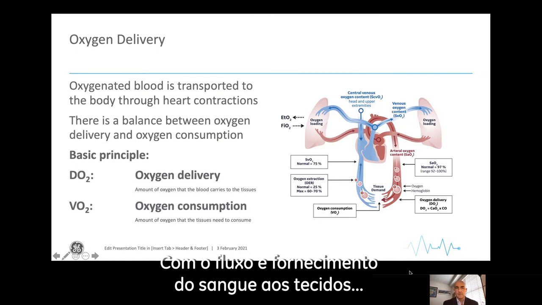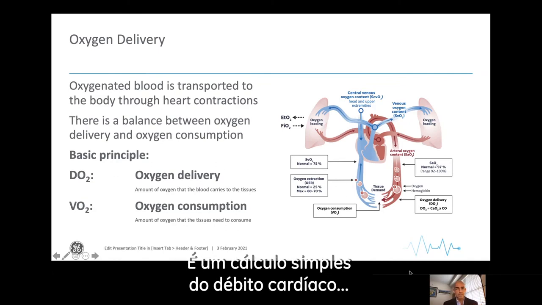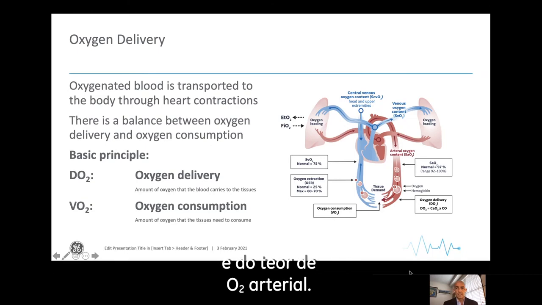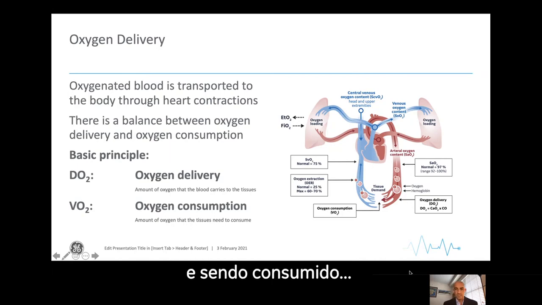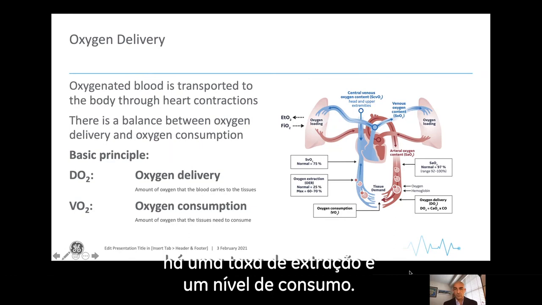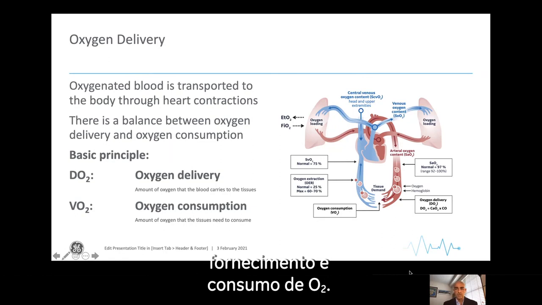As the blood travels down and gets delivered to the tissue bed, oxygen will get extracted. The delivery of oxygen to the tissue bed is quantified as oxygen delivery, and it's a simple calculation of the cardiac output as well as the arterial oxygen content. And then now at the 6 o'clock position, as oxygen is being diffused across the capillary and being consumed, there is a certain level of extraction ratio and there is a certain level of consumption. And there's a relationship between oxygen extraction ratio, the oxygen delivery, and oxygen consumption.